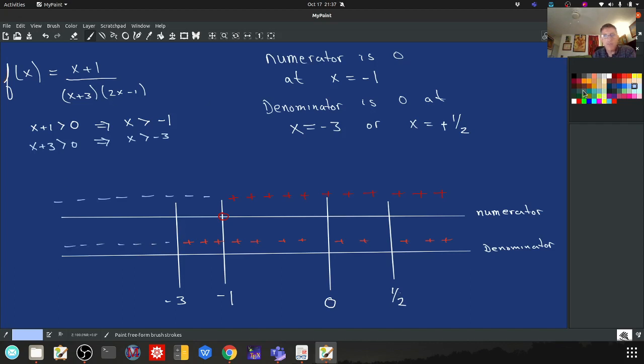Now I've got to do the other thing for the other linear factor. 2x minus 1 is greater than 0. Well, that implies 2x is greater than 1, which implies x is greater than 1/2. So again, if x is greater than 1/2, then that factor is positive. If x is less than 1/2, then it's negative.